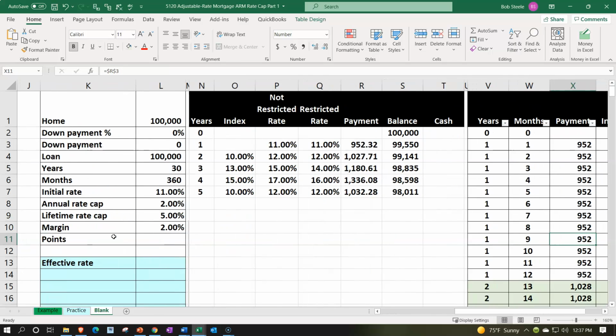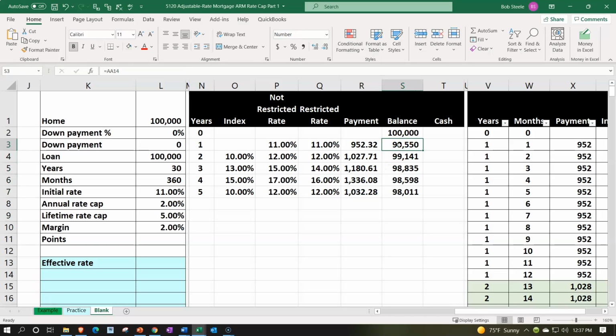And so now we've got this, and here is where we left off in terms of our table. So we've got the index, we've got the unrestricted rates, we've got the restricted rates. These are the rates that are actually going to be applicable. Then we have the payment that we calculated, and now we're recalculating these ending balances.